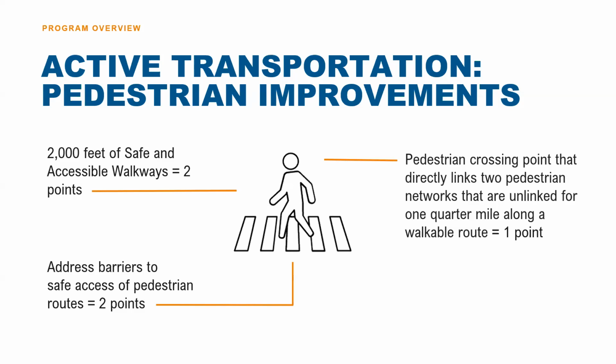An additional point is gained if you propose a scope that includes a pedestrian crossing point that links 2 existing pedestrian networks that are currently unlinked for at least a quarter mile. Examples of this include overpasses and underpasses. You cannot count at grade improvements. Again, similar to the bike scope, 2 points are awarded if the public agency verifies at least 2 ways the proposed pedestrian improvements are addressing existing pedestrian barriers.